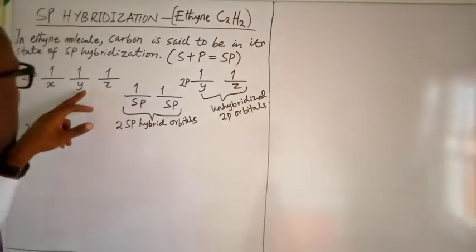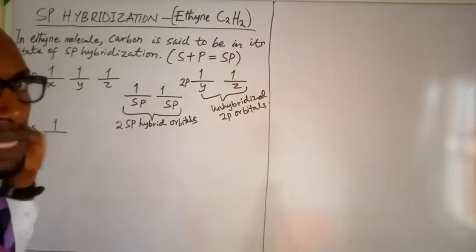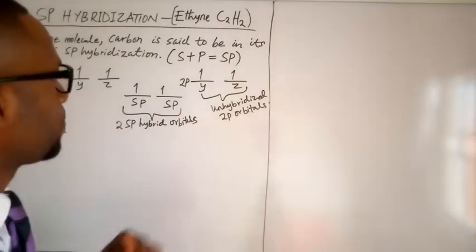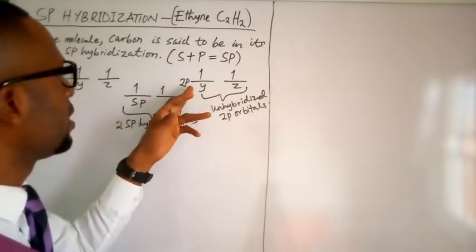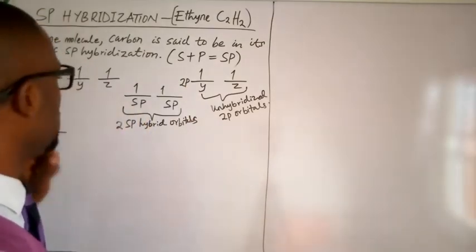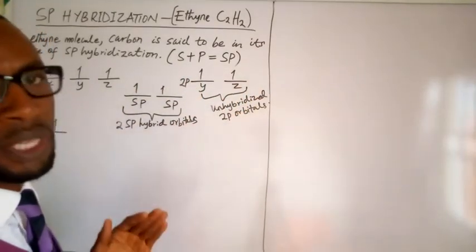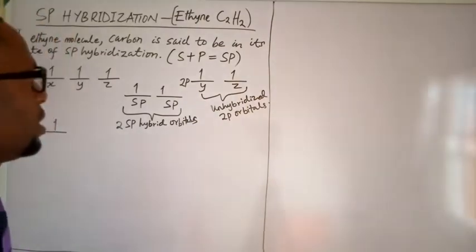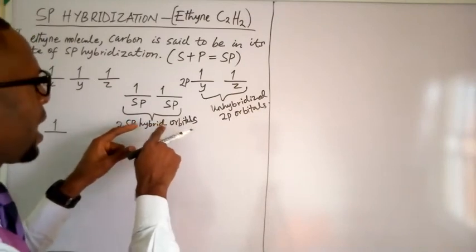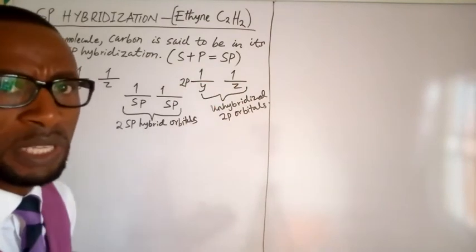What happens is that you notice that the y and z orbitals were not mixed, so they remain at the same energy level where they were ab initio. Only one p orbital, the x orbital, was used to mix. So you have the y and z orbitals unhybridized or unmixed. They remain at their initial energy level. It is important to know that the sp hybrid orbitals are used for making sigma bonds, while the unhybridized p orbitals are used for making pi bonds.